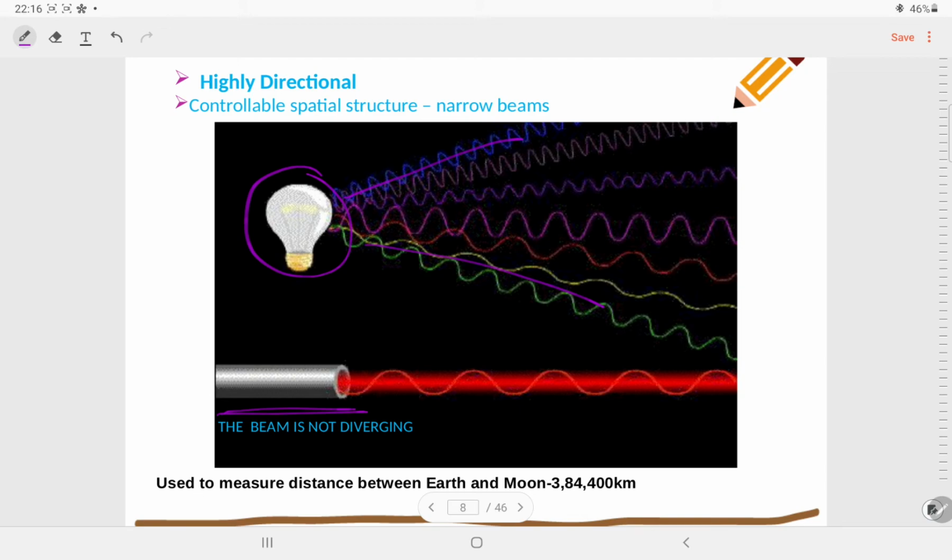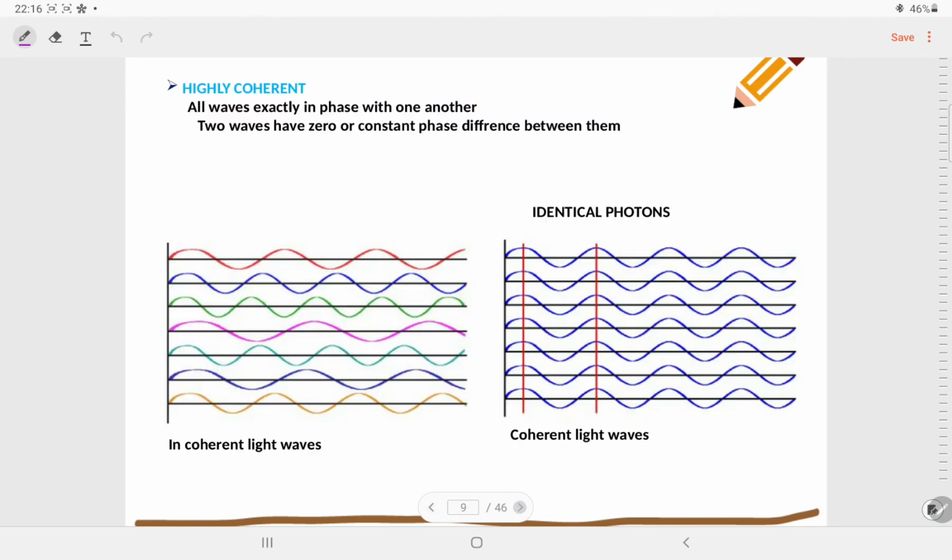One of the amazing applications of laser light is to measure distance. With the help of laser, we can measure the distance between earth and moon, and it is precisely found to be 3,84,400 kilometer. So what is the distance between earth and moon? 3,84,400 kilometer. Okay, so we understood the second property, that laser light is highly directional.